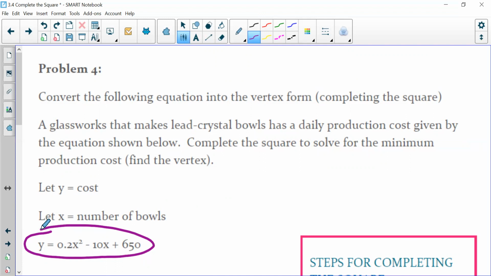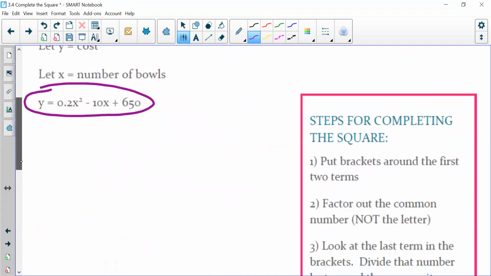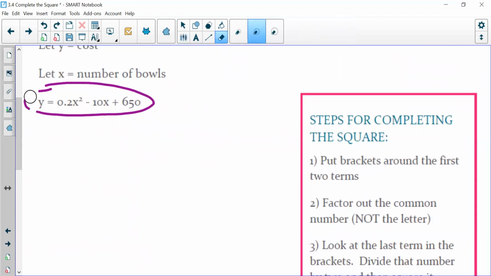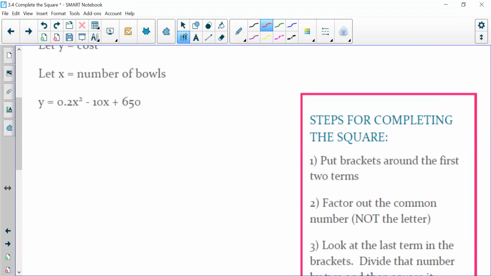Okay? So looking at this question, let's ignore that it's a word problem. Let's just do what we've been doing. We'll analyze it at the end. What's the first step in completing the square? Sasha. Good. I'm going to put brackets around the first two terms, and I'm taking out my a value.